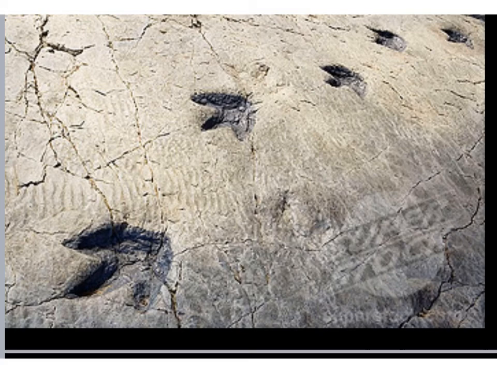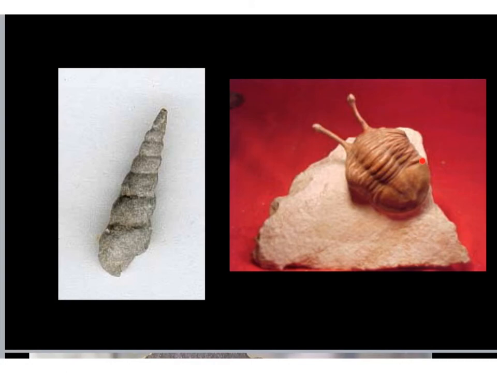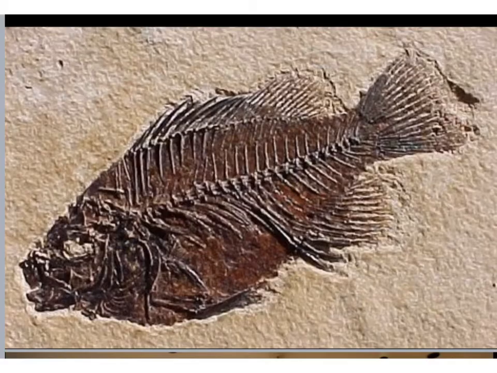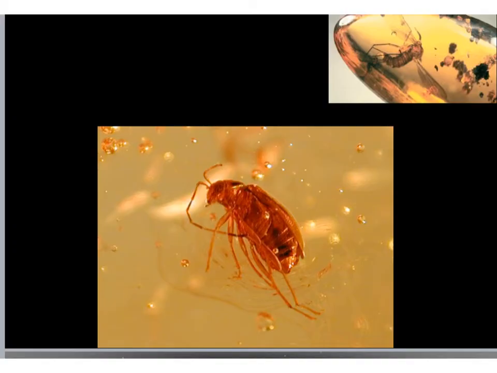How about these two? Hopefully you're getting these are molds and casts. There's another one of those trilobites. This is a seashell that's had it happen. What about that one? Looks like a 2D photograph of some leaves. That is a trace. This one might be a little bit tougher. Also looks like a two-dimensional photograph of a fish, right? Trace. Amber, obviously.